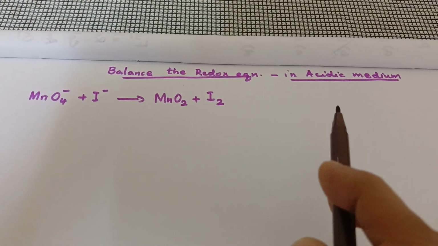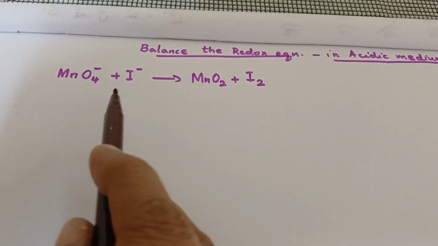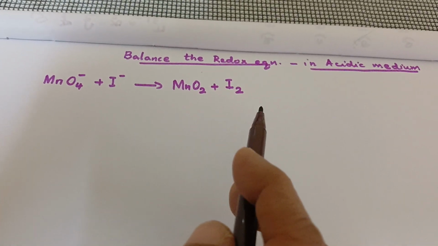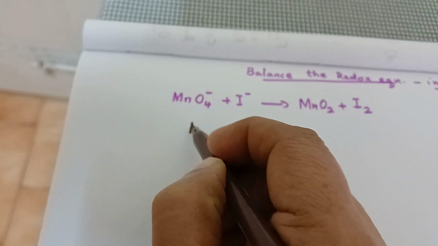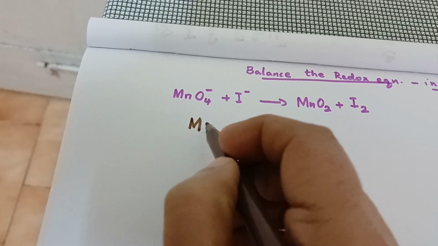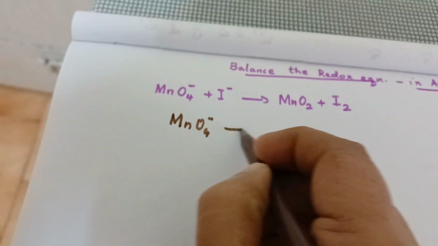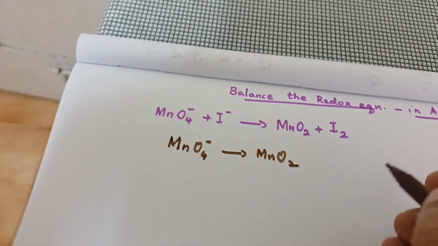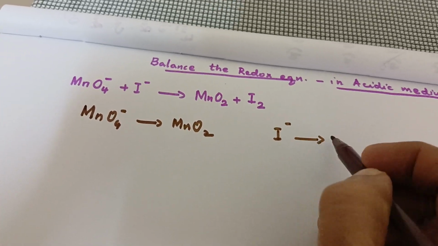Balance the redox equation in acidic medium. The equation given is MnO4⁻ + I⁻ giving MnO2 + I2. Let us divide or split this equation into two half reactions. MnO4⁻ giving MnO2, and the other half is I⁻ giving I2.